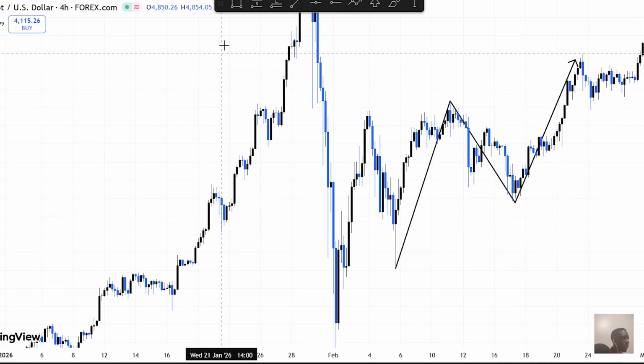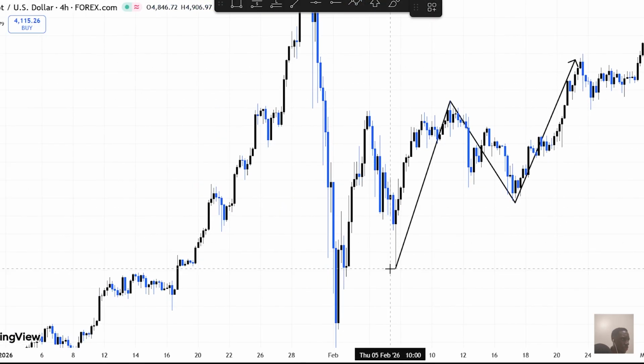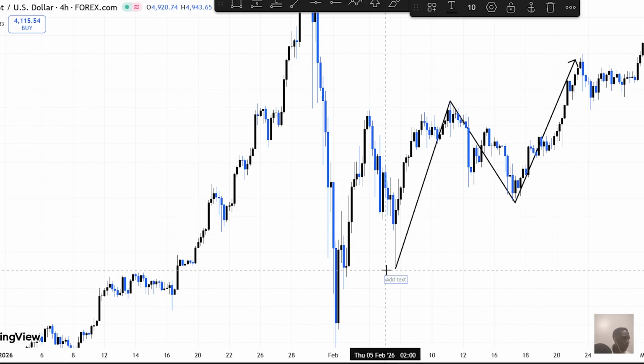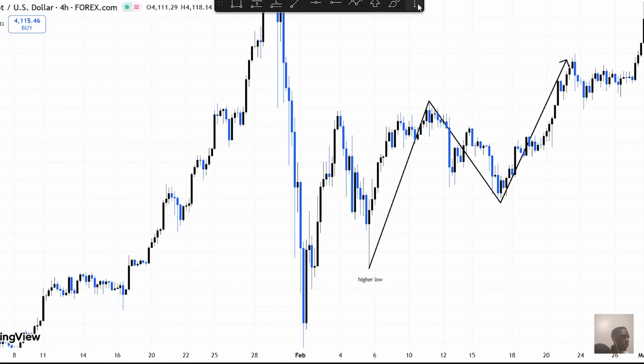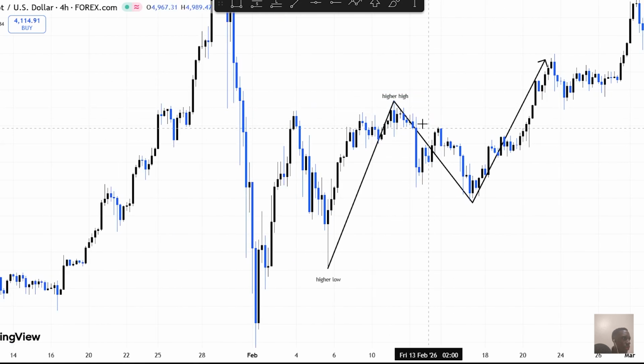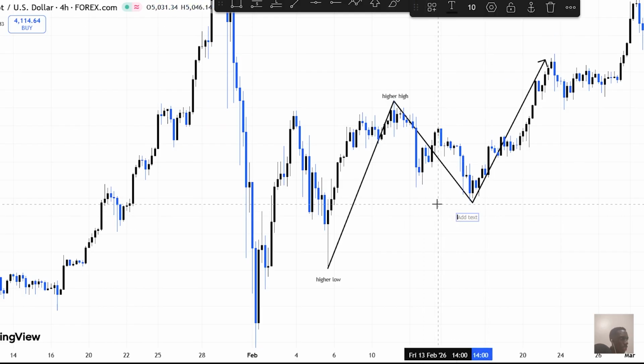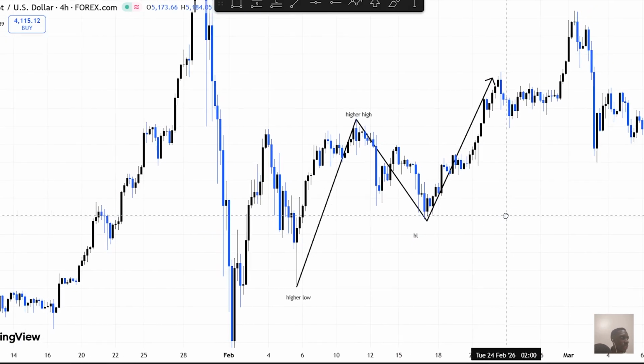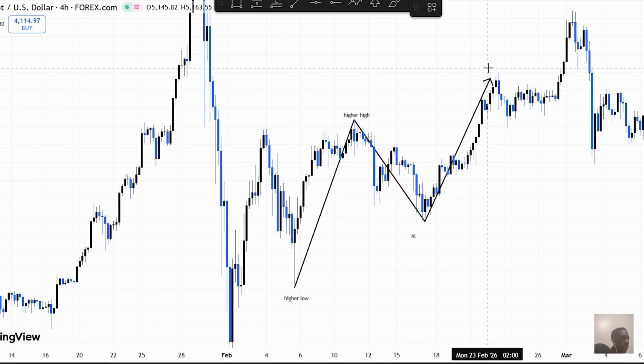Here, as you can see, we form what we call a higher low, and then we form a higher high. Then price pushes lower here and again forms a higher low, and again breaks here and forms a higher high.